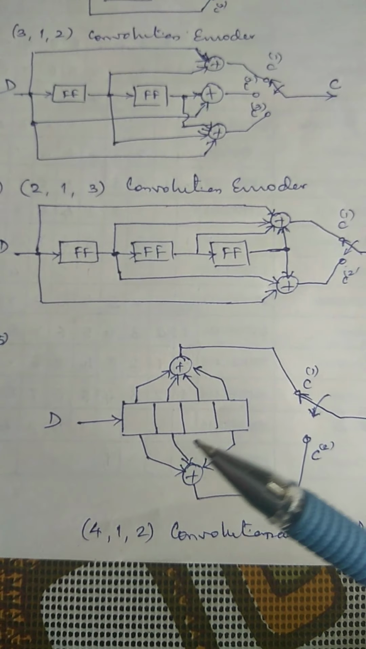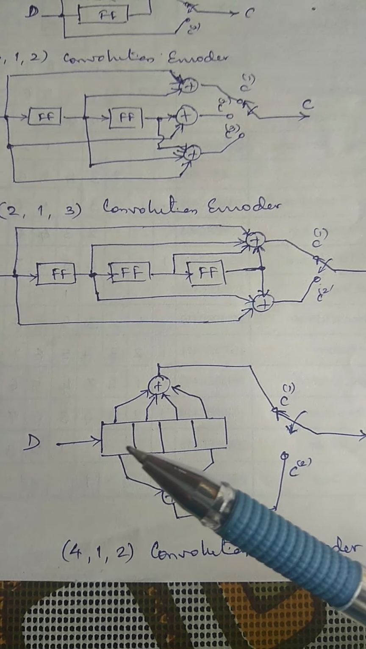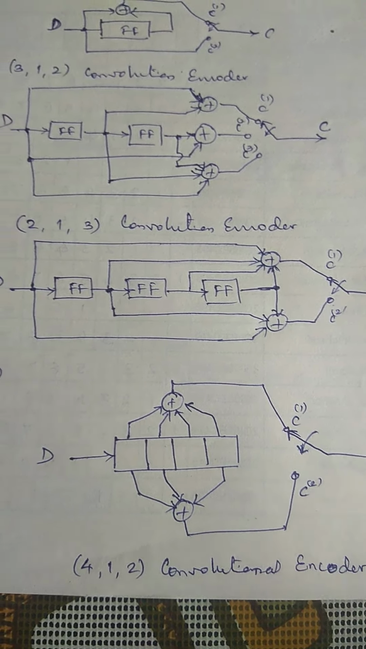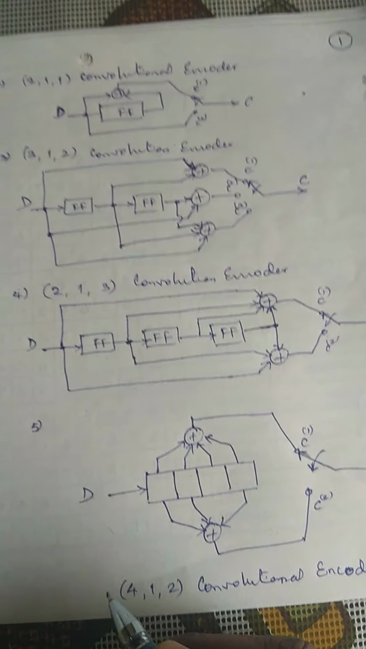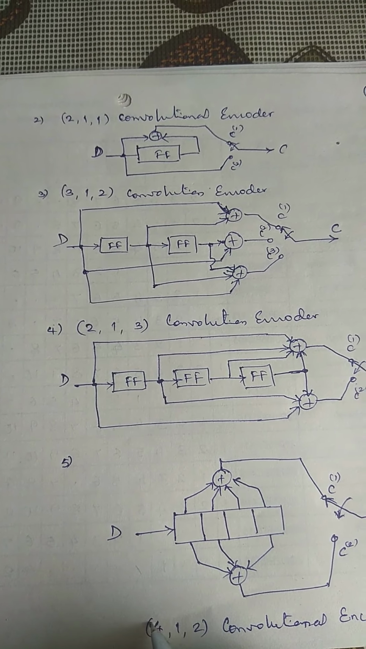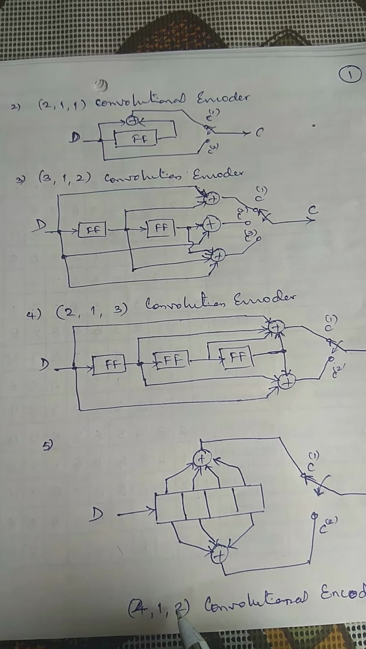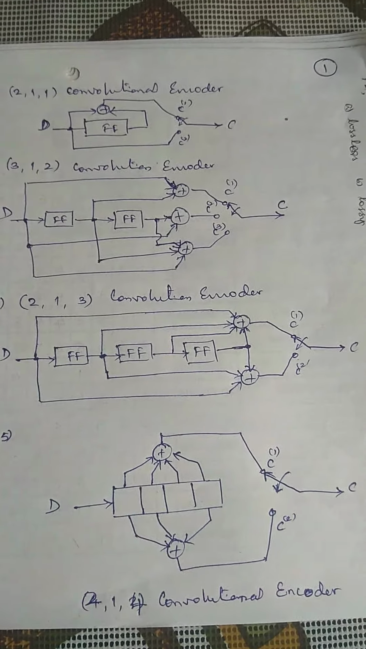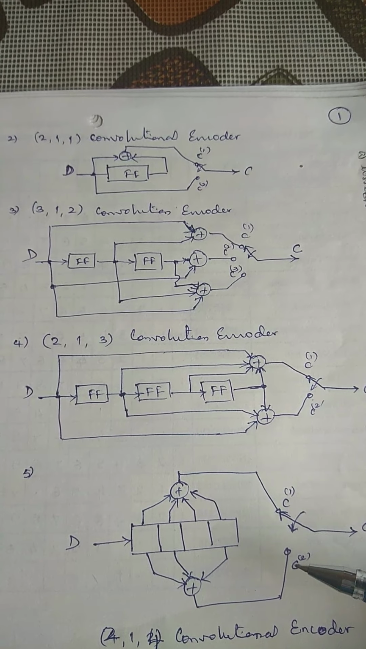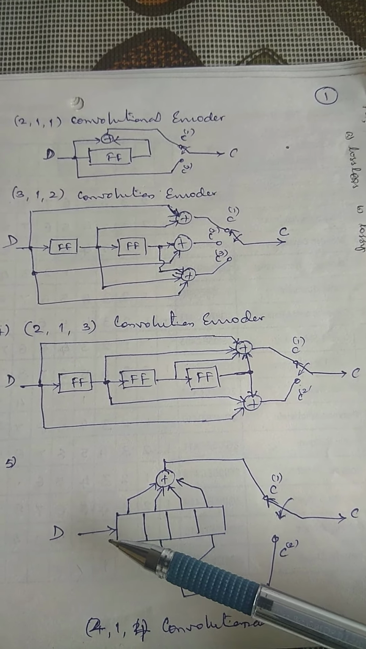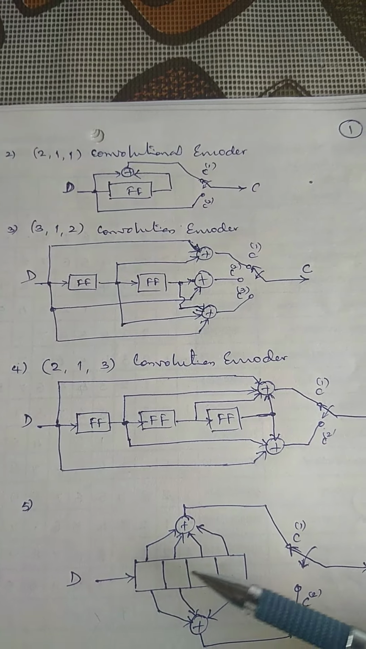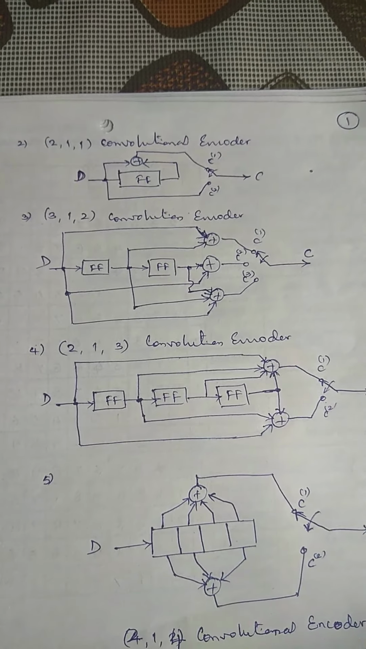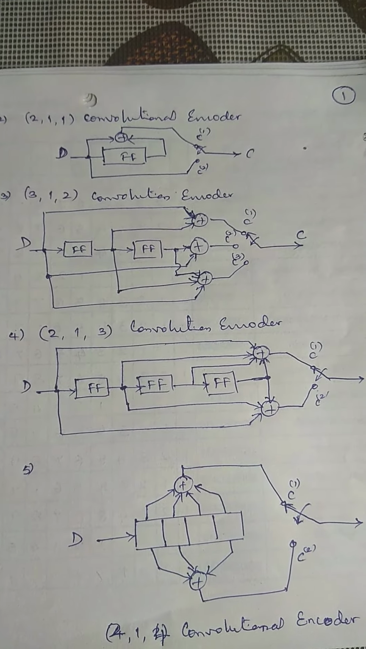This is a 4-1-2 convolution encoder. This is a 2-1-4 convolution encoder, wherein 2 bits are generated per unit time, k equal to 1, and there are 4 memory elements, 4 flip-flops. So likewise, a convolution encoder is defined by 3 parameters n, k, m.